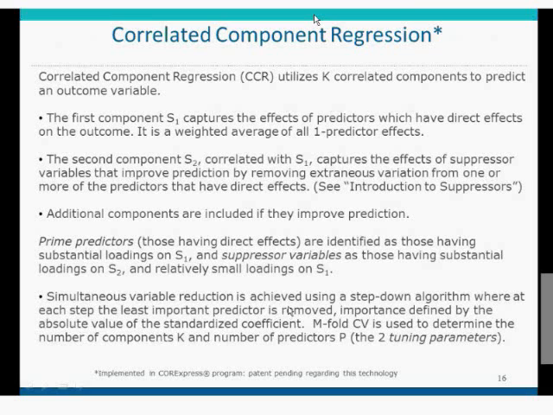Now, the way that the step-down works, and I'll get into that in more detail shortly, at each step, the least important predictor is removed, importance being defined by the absolute value of the standardized regression coefficient. M-fold cross-validation is used in CCR to determine the number of components and the number of predictors. So those K and P are the two tuning parameters.